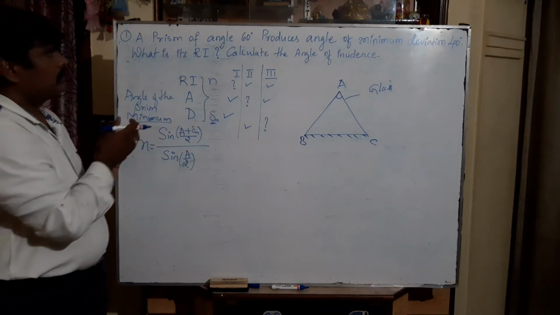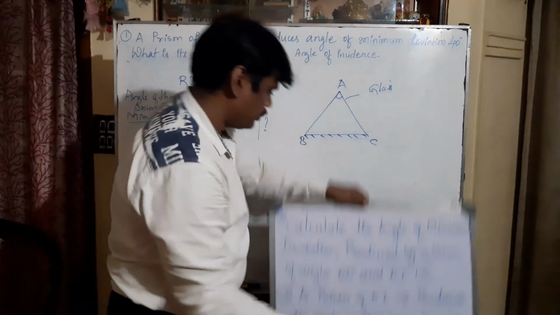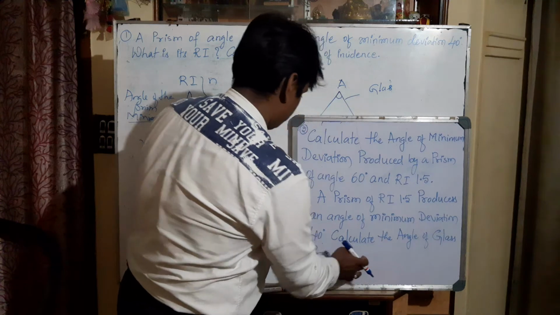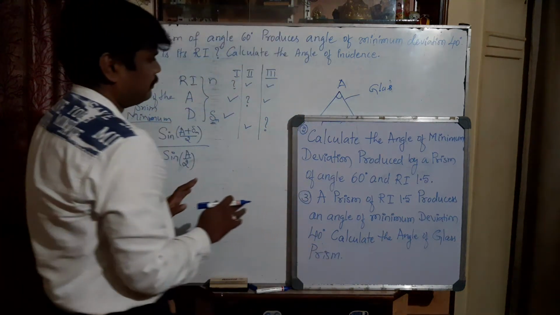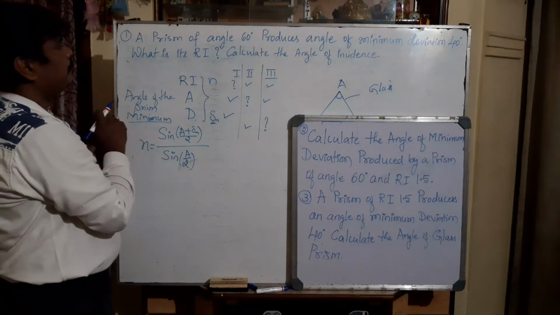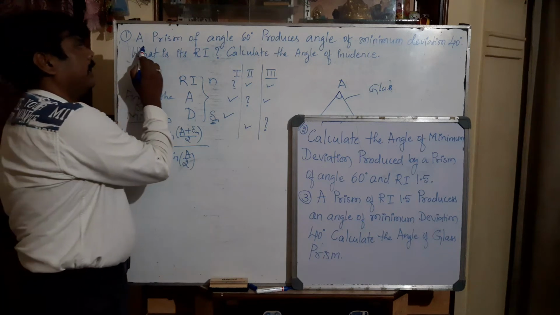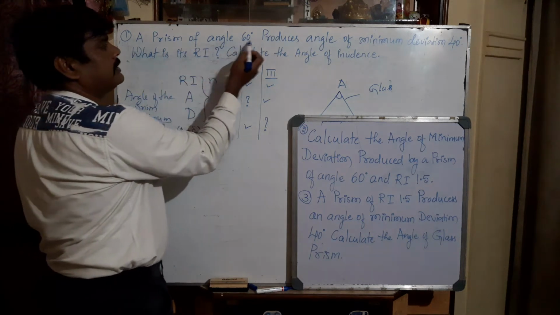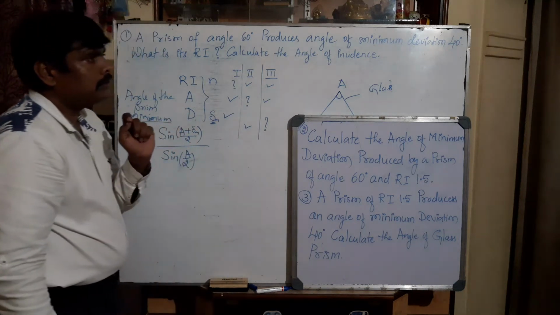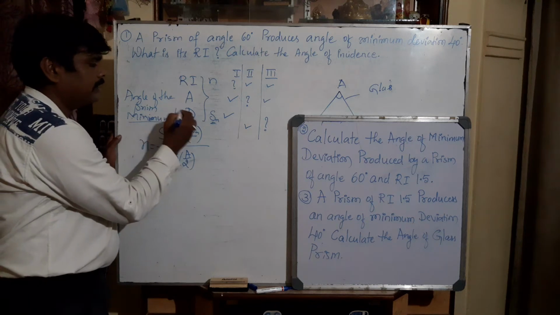Okay, let us come to the problems. I have taken three problems today, and simultaneously I want to explain how to solve all three. See the first problem, so observe carefully. A prism of angle 60 degrees produces an angle of minimum deviation of 40 degrees. So the angle of minimum deviation is given, it is 40 degrees.